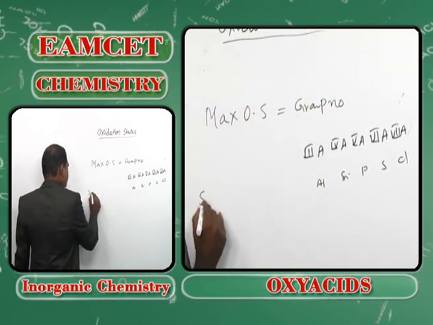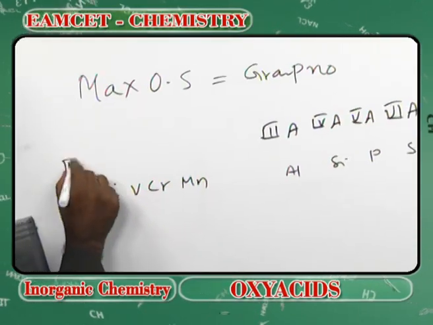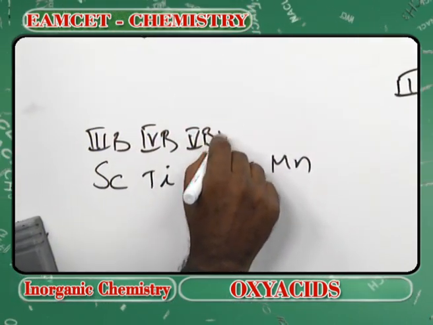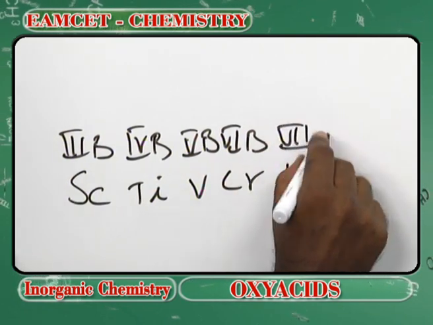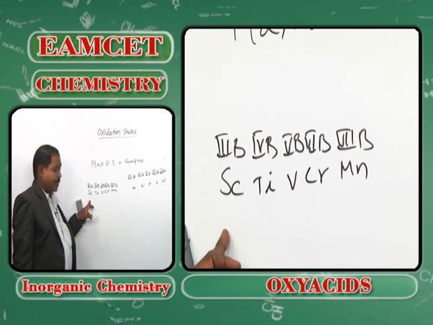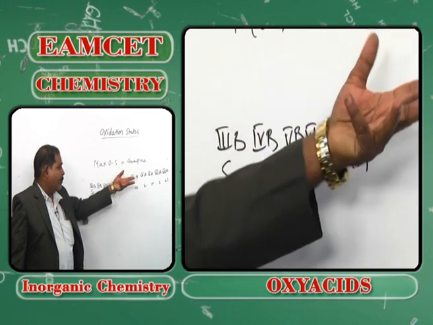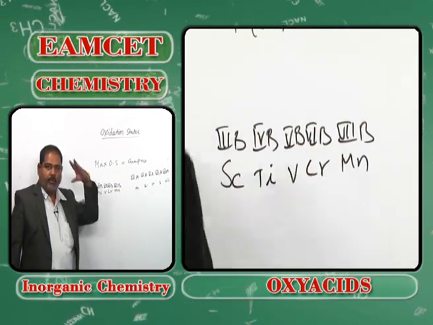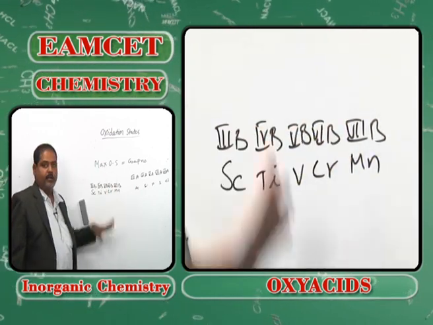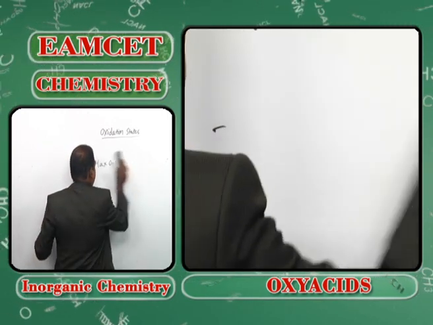So, for example, you have scandium, titanium, vanadium, chromium, manganese: D block, 3B, 4B, 5B, 6B, 7B. Yes, pronounce the oxidation states. Maximum of scandium plus 3, titanium plus 4. Why? Group number. Whether it is A group or B group, it doesn't matter. For A group and even B group, plus 3, plus 4, plus 5, plus 6, plus 7. You got my point? So, maximum oxidation state is equal to group number. This is a very, very important rule.